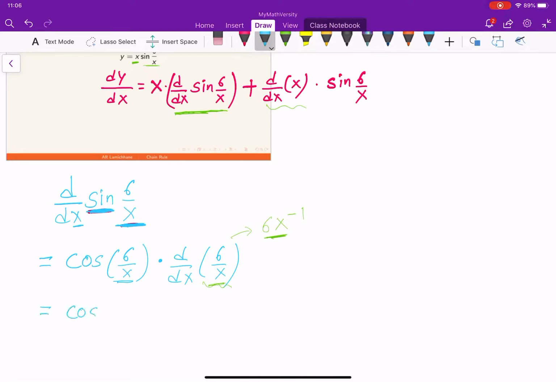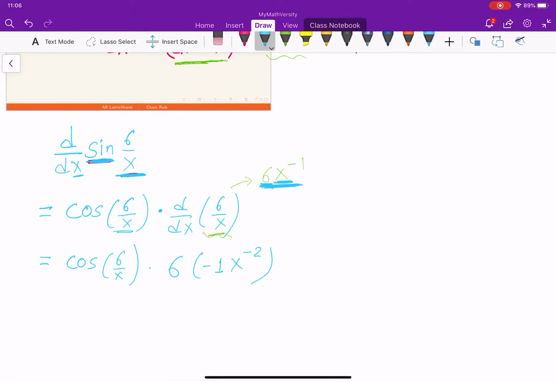If I use the power rule, by the way, 6 times, so constant multiple rule, write down 6 as it is, multiplied by the derivative of x to the power minus 1, which by applying the power rule will be negative 1. Bring it down, write down x as it is, and subtract 1 from the power, so negative 1 minus 1 will be negative 2. We did the derivative, so we just need to simplify. 6 times negative 1 will be negative 6. So negative 6, times x to the power minus 2, times cosine of 6 over x.